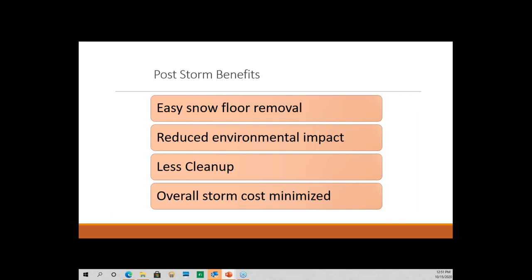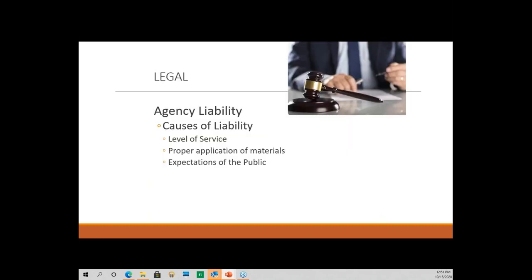Post-storm benefits of the chemicals, of course, are being able to get to that bare road pavement quicker. You reduce some of the environmental impact, and also overall storm, you minimize some of the costs. And then also the major thing is trying to keep that road serviceable, because the best situation for your agency is to have a bare road. So your level of service is improved. You're able to maintain your level of service, which reduces some of your liability and keeps the expectation of the traveling population to your level of service.